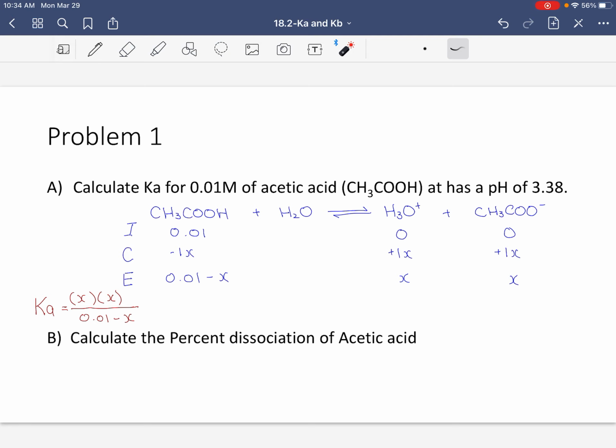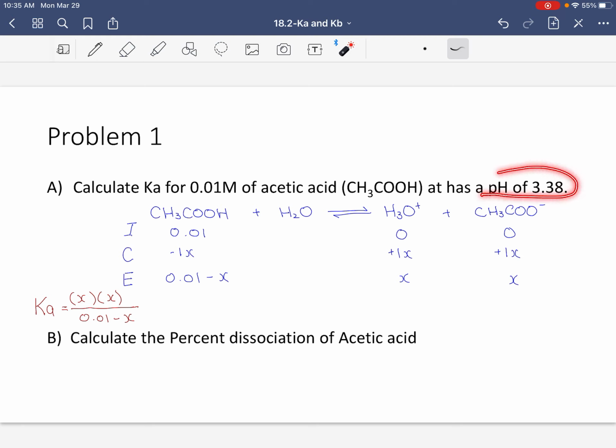Okay? However, in this question, we are obviously calculating what this is, which means we're going to have to find out what these are. Is there another clue to find out, at equilibrium, what is the concentration of H3O? Is there a clue? Concentration of H3O.